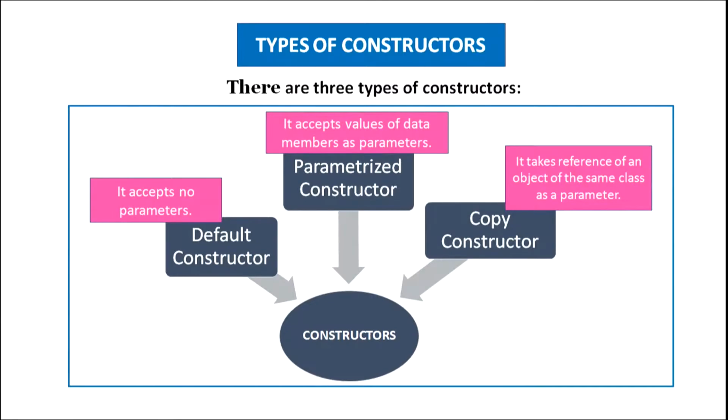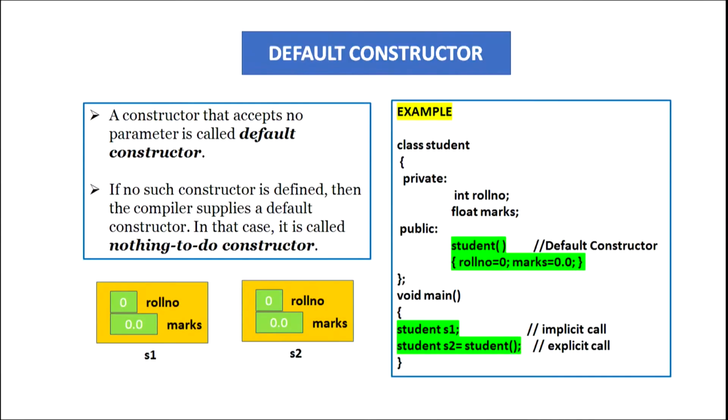And copy constructor again accepts parameters, but in the case of copy constructor, the parameter is a reference of an object of the same class. Let us understand them with the help of an example.